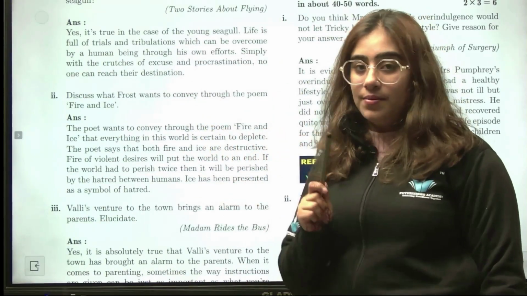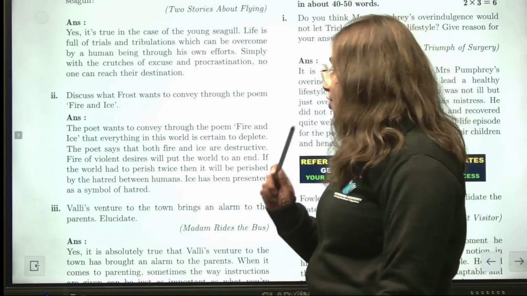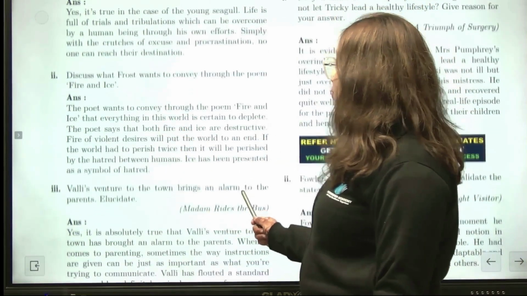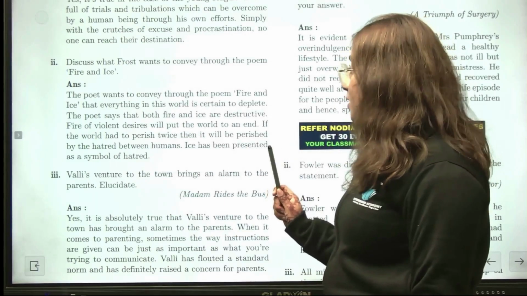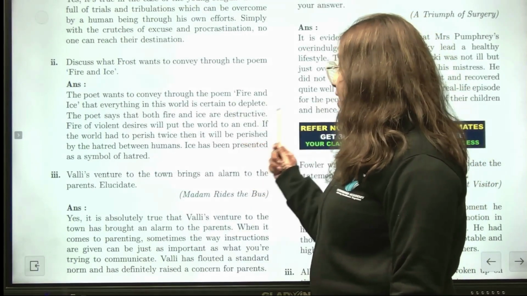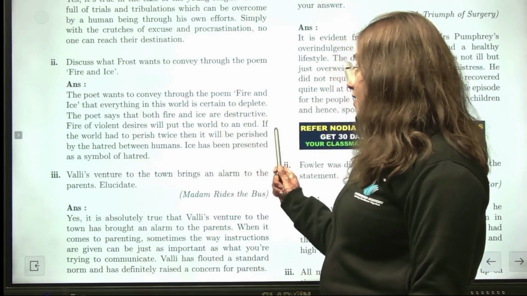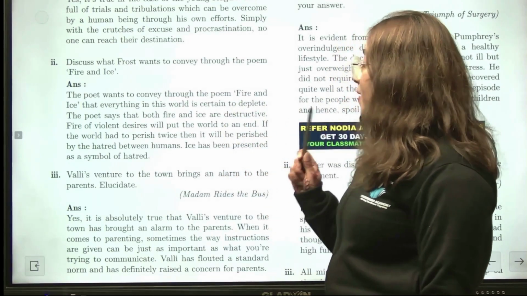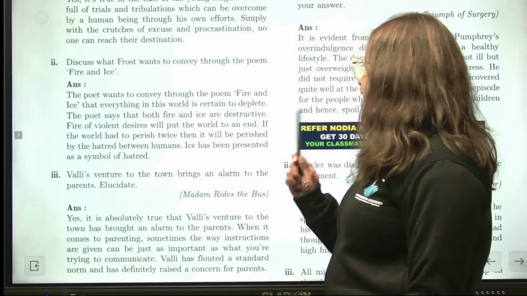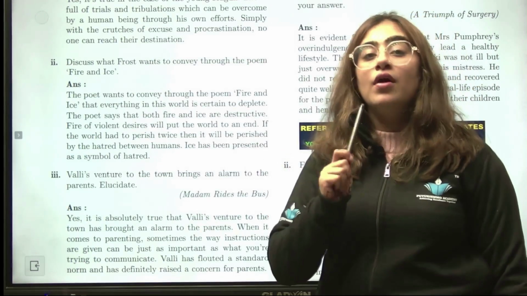Discuss what Frost wants to convey through the poem Fire and Ice. ये हम already बहुत बार discuss कर चुके हैं, तो मैं सिर्फ read कर रही हूँ. The poet wants to convey through the poem Fire and Ice that everything in this world is certain to deplete. The poet says that both fire and ice are destructive. Fire of violent desire will put the world to an end. If the world had to perish twice, then it will be perished by hatred between humans. Ice has been presented as a symbol of hatred.